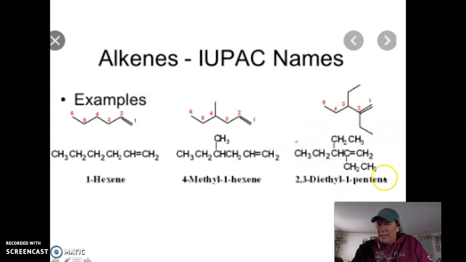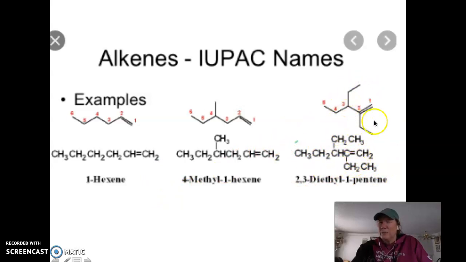So I know that's pentene. And the double bond's on the first one. So 1 pentene takes care of this. And then these 2 groups are on the second and the third. 2, 3 diethyl, 1 pentene. Tells you everything that's on there. Okay. And again, you can draw them this way or this way. I guess I tend to see people do this more because it's just a little easier to see.